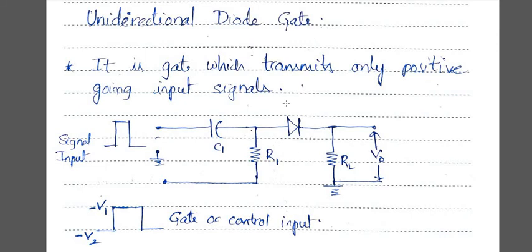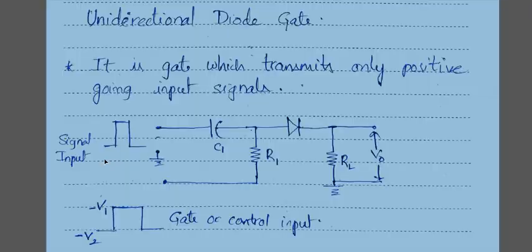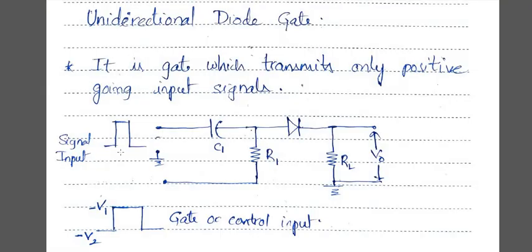I am using a diode, and please concentrate, the diode is in the forward bias condition. In this unidirectional sampling gate I am using a diode, so it is a gate which will transmit only positive going input pulses, because the diode is in the forward direction. What I have here is a capacitor, a diode, and two resistors, one a load resistor and a normal resistor. The signal I am applying here is a rectangular waveform.